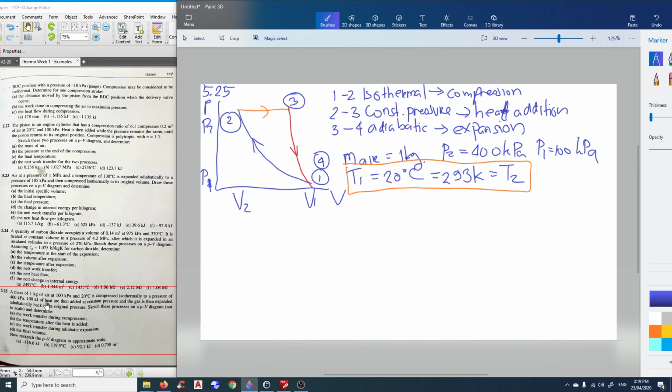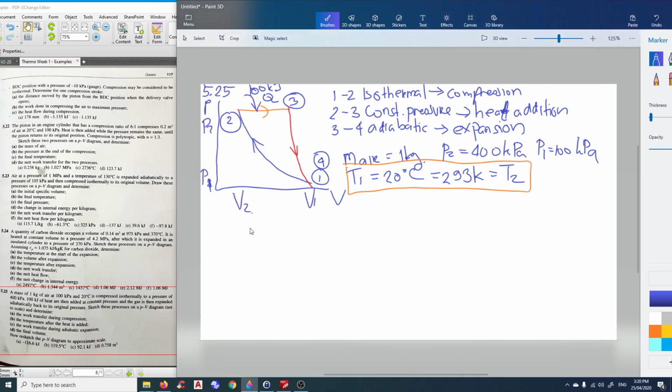The next information, heat being added here is 100 kilojoule. So 100 kilojoules being added. And then after that it adiabatically expands to 4.